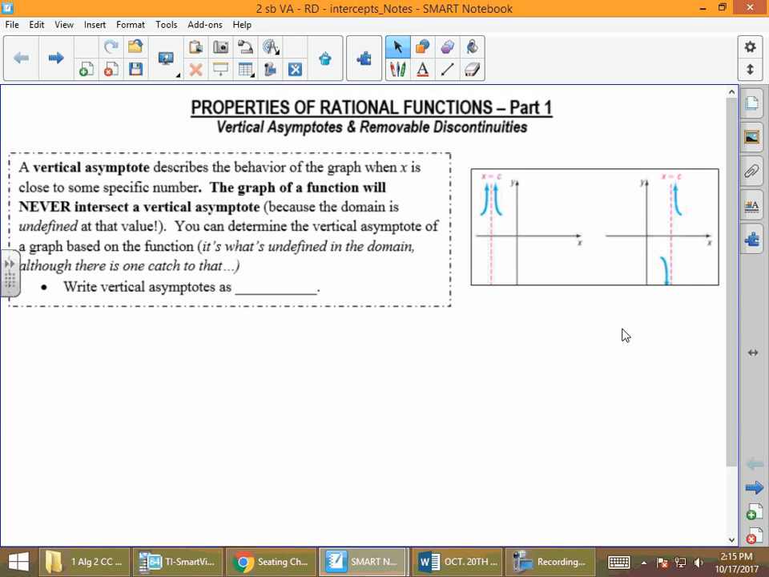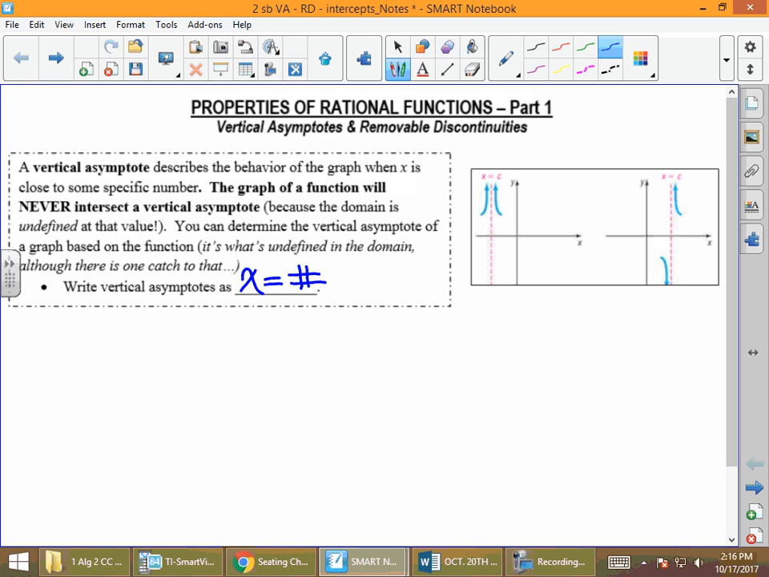And the graph of the function never intersects a vertical asymptote because our domain is undefined at that value. It causes us to have some unreal number, not real number. You can determine the vertical asymptote of the graph based on the function if what's undefined in it is what's undefined in the domain, although there's one catch to that. So domain, what happens is we write x does not equal. When we write our vertical asymptote, we write it as x equals some number.